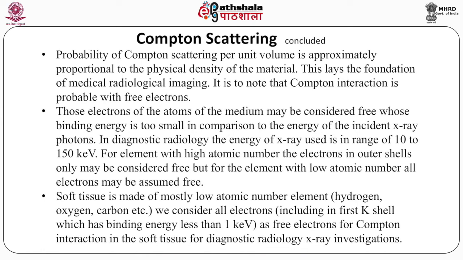Soft tissue is made of mostly low atomic number elements like hydrogen, oxygen, carbon, etc. So, we consider all electrons, including the K shell electrons with binding energy less than 1 keV, as free electrons for Compton interaction in soft tissue for diagnostic radiology X-ray investigations.